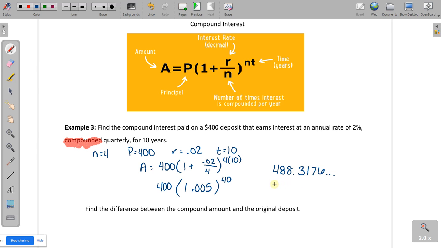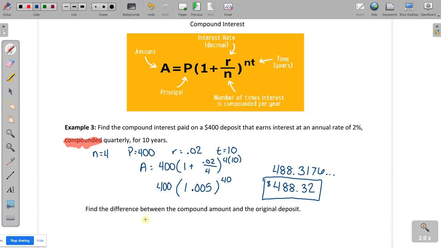We are rounding. We're talking about money. So we have $488. We need the ones digit. We look behind, we're rounding up. So 32 cents. So that's how much will be in the bank account after 10 years. So it started off with $400 and ended with $488.32.